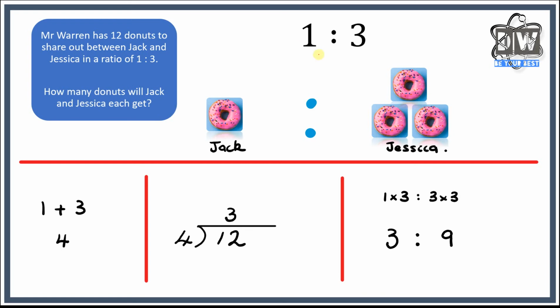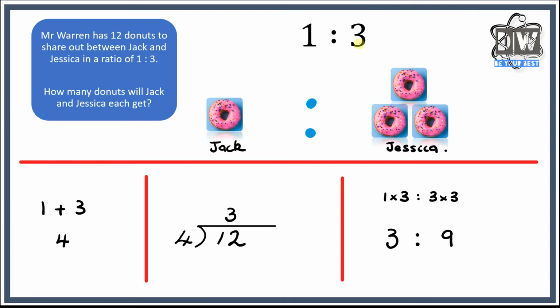So the first step is to add our two ratios together. That gives us 4. The second step is to take our total amount, which is 12, and divide it by 4, which gives us 3. 3 represents the value of 1. 1 times 3 gives us 3. 3 times 3 gives us 9, because we've got 3 lots of 1.